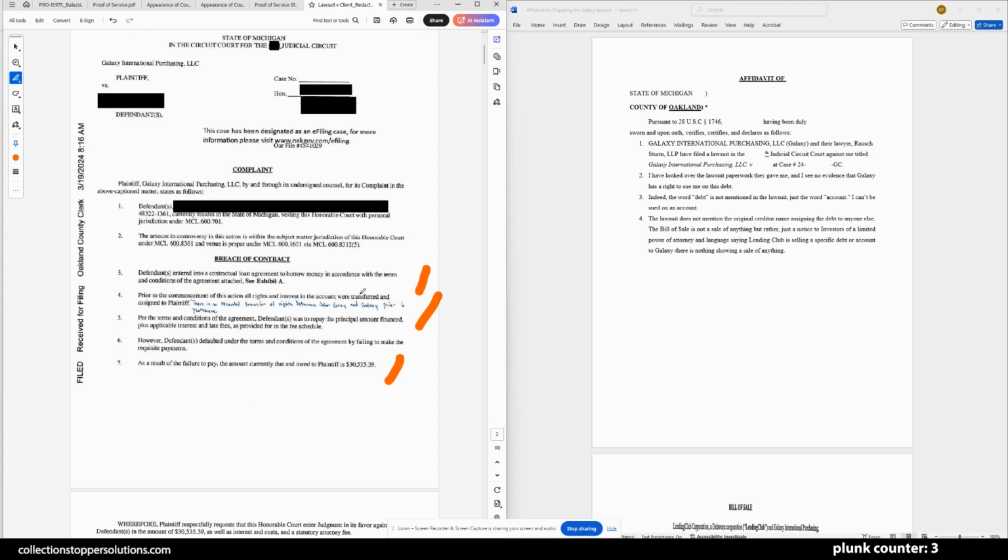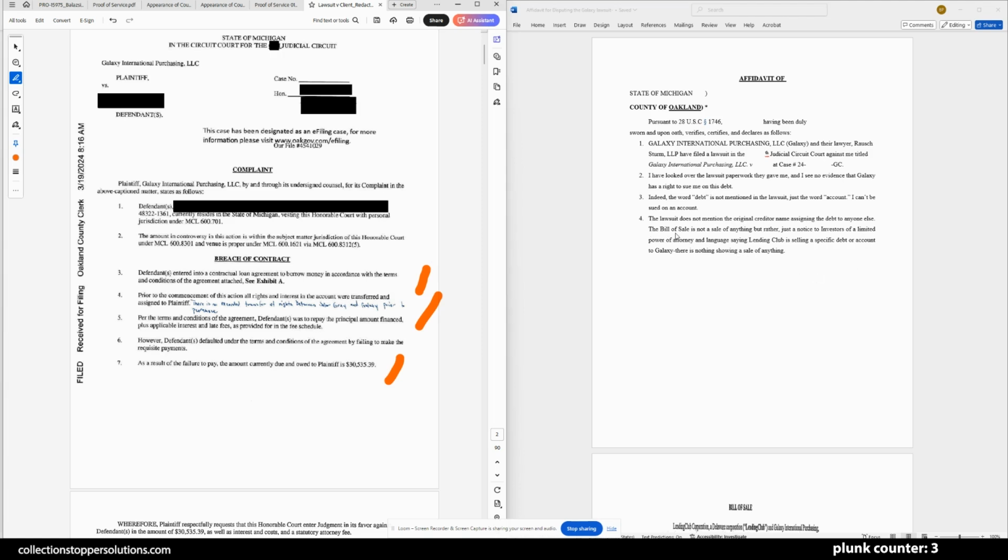So why do they not do that? Because they use a general form for every single case. But again, that's on them. They have the burden of proof. So you'll see, let's follow this arrow. And right there, the lawsuit does not mention the original creditor. So that's right in your affidavit.